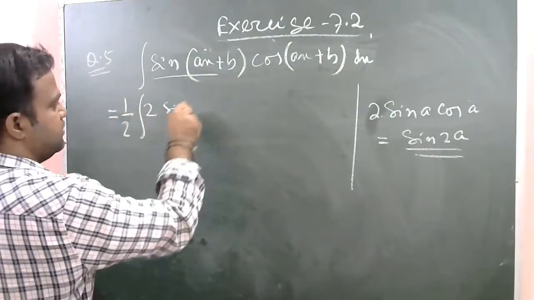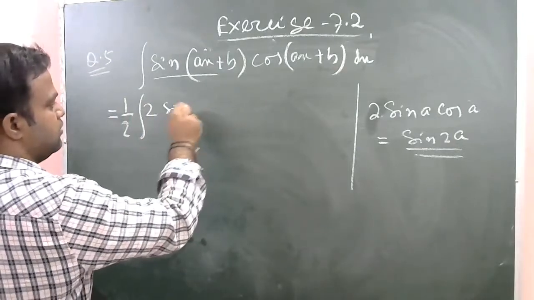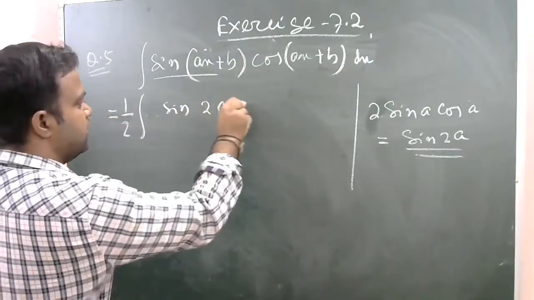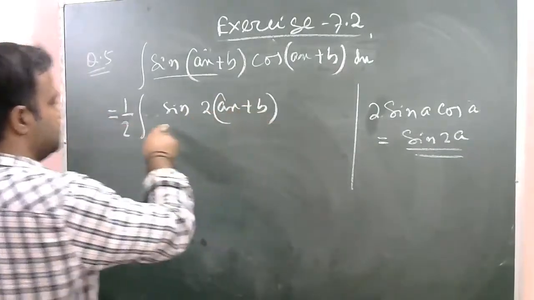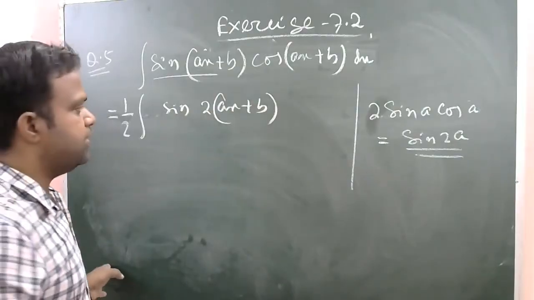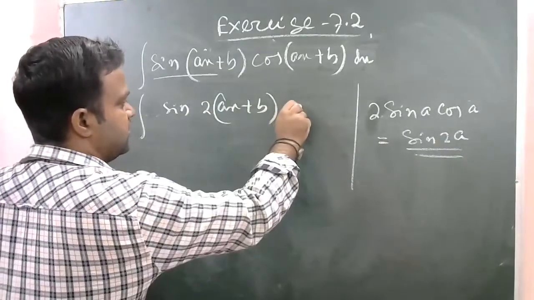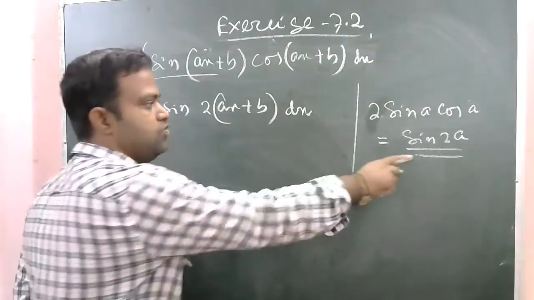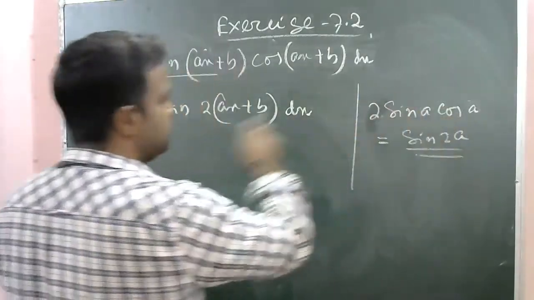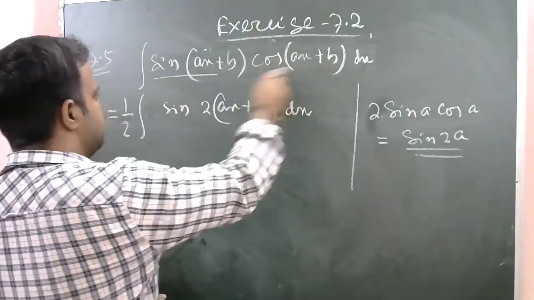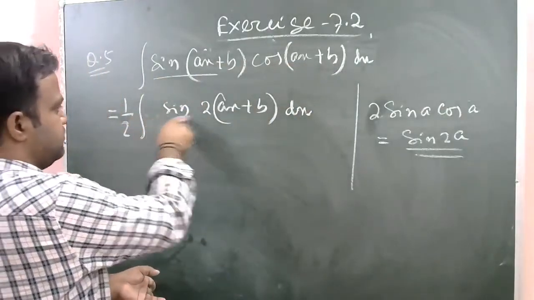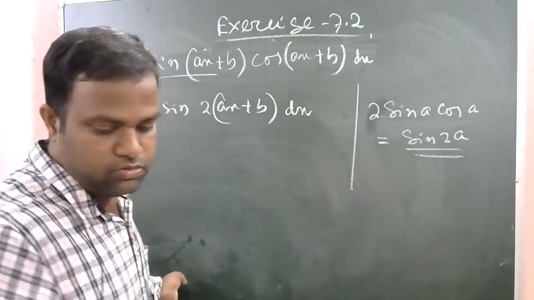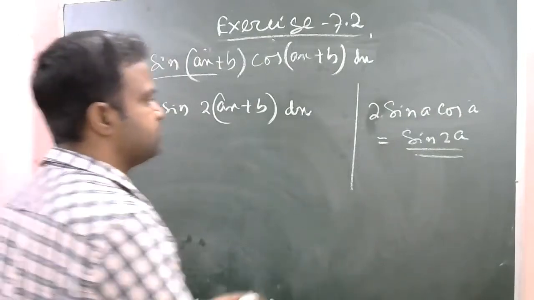So this will be half into the integral of sin 2(ax plus b) dx. So this one converted to a sin 2a function. Sin 2a is equal to 2 sin a cos a. So sin a cos a was there. I multiplied by 2 and divided by 2. Then it became sin 2a. Then it will be easier for me to put something or let something.